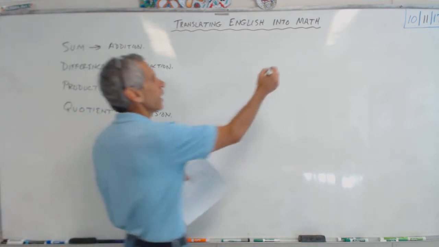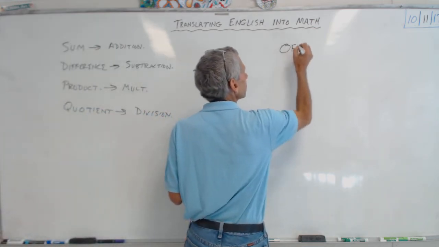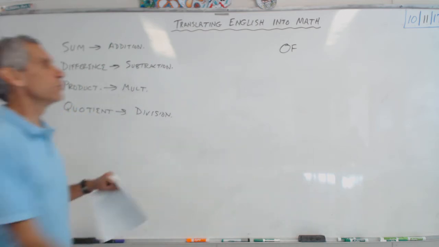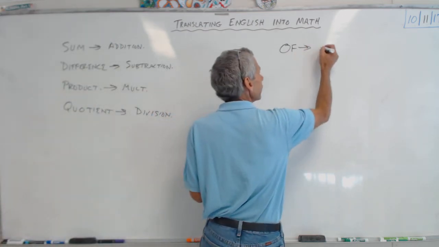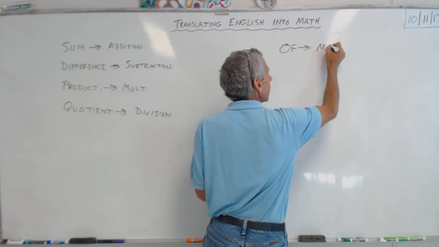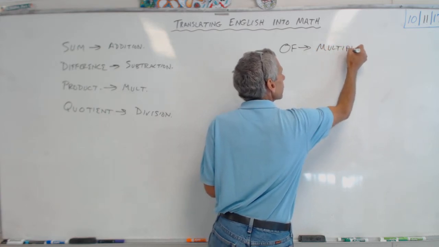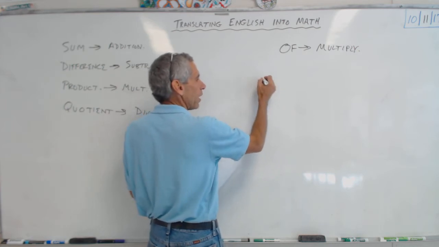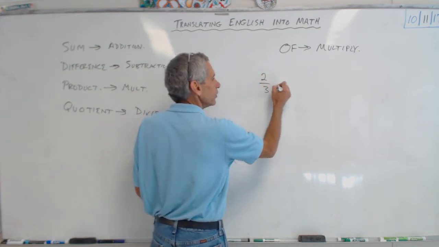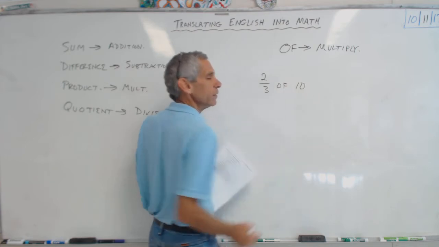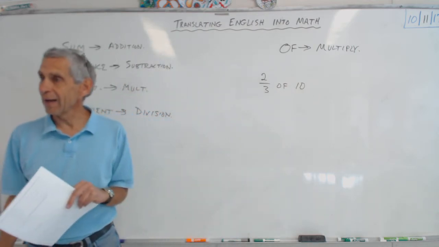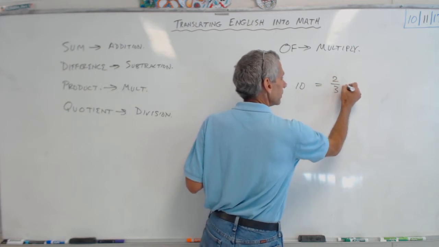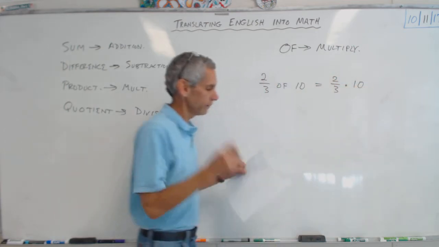What if you see the word of? What if you see the word of in math? It means multiply. Whenever you see the word of, it means multiply, right? So if I say in a word problem, 2/3 of 10, it means 2/3 times 10, right? That equals 2/3 times 10, okay?